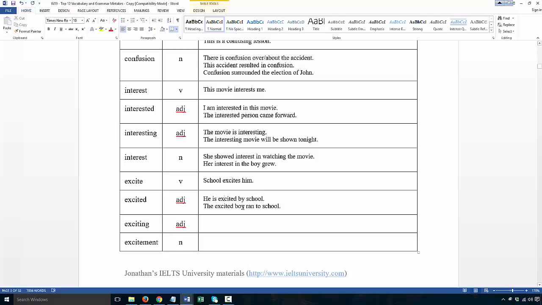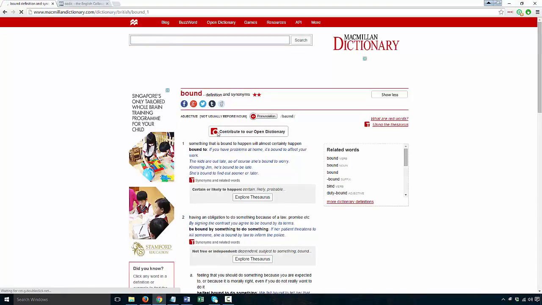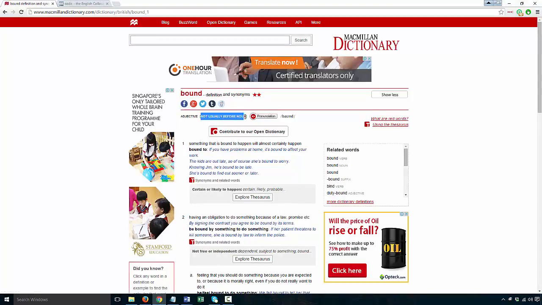Like some words, let me give you a word that you don't normally use. Say, not usually before a noun. This is a word that you usually put after the be verb, but is not usually used before a noun. Right?